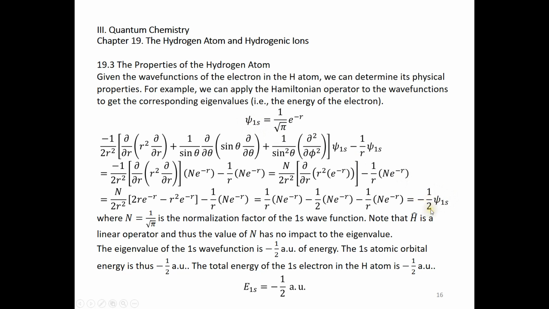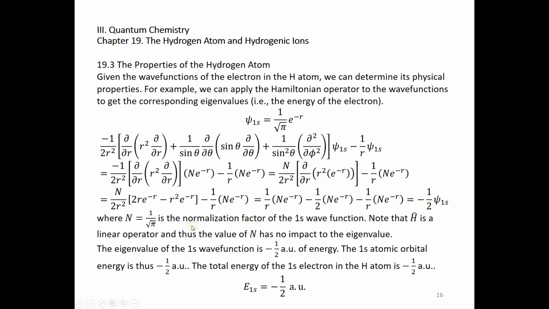What does that mean? Well, first, this is indeed an eigenfunction of the Hamiltonian for the hydrogen atom. And number two, the corresponding eigenvalue is negative 1/2. And this is in atomic units. One atomic unit is roughly 4.36 times 10 to the power of negative 18 joules.